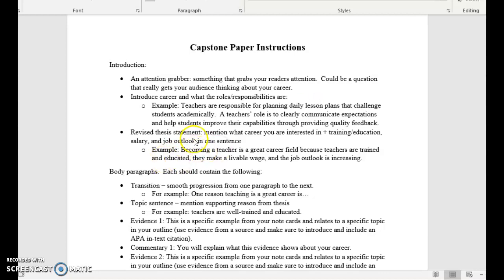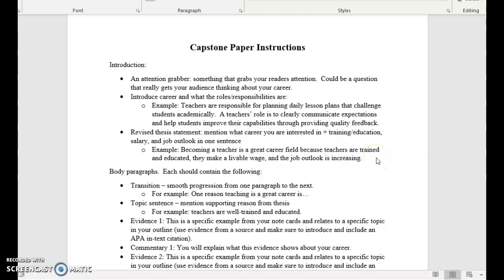So you could literally say something very similar to what I've got here, just put your career in there instead. So becoming a teacher is a great career field because teachers are trained and educated, they make a livable wage, and the job outlook is increasing, okay? That is true for most careers. So again, if you're having issues with figuring out exactly how to revise your thesis statement, you could take out teacher, put in your career field, and use a thesis statement very similar to the one that I've got here.